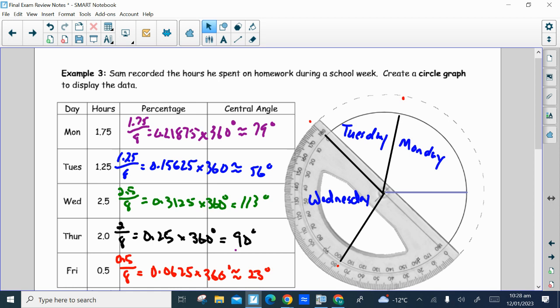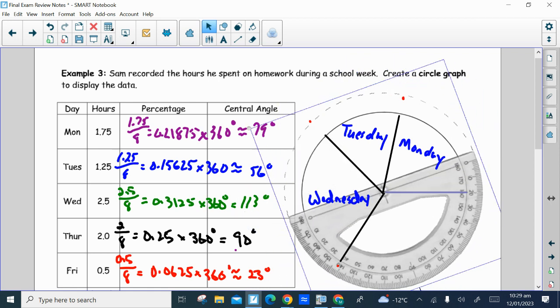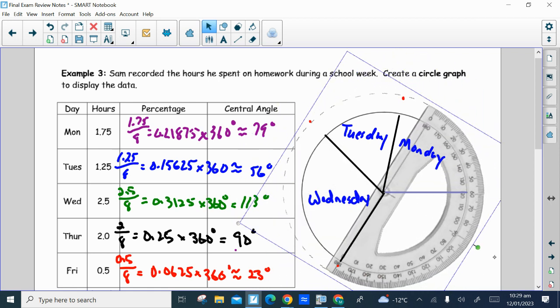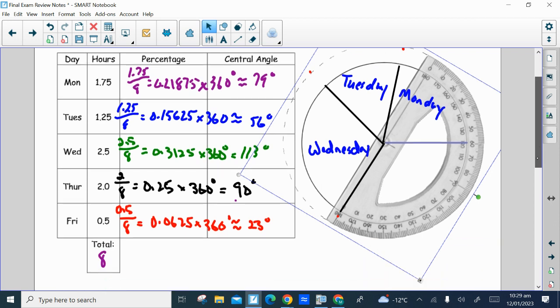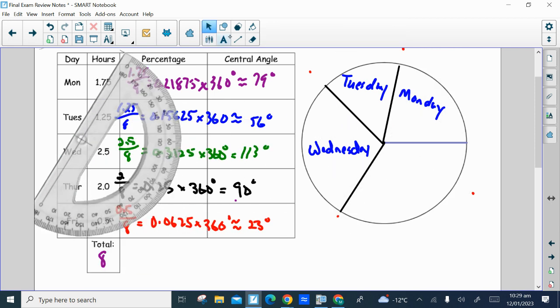So again, protractor, side at the center of the circle. We rotate it so that one of the 0 lines is on the line we just drew. And now we want to do an angle of 90 degrees. So that one's pretty easy to do right there. Get the protractor out of the way. And we'll draw our line. And this represents Thursday.